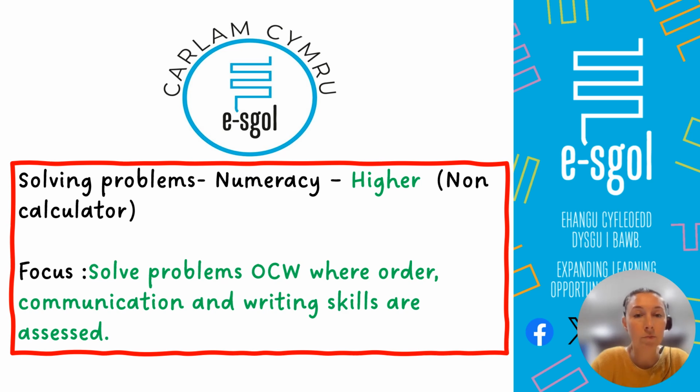Hello and welcome to the revision video for solving problems for the numeracy paper. This is the higher level and the non-calculator paper, therefore Unit 1. The focus of this revision video will be to solve problems for OCW marks, where order, communication and writing skills are assessed.